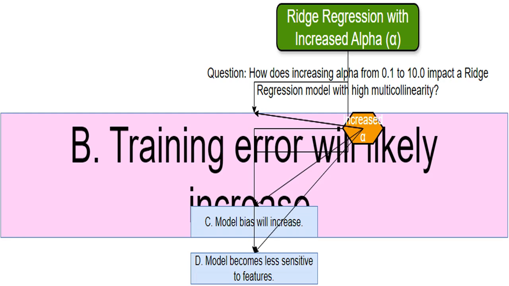Because a larger alpha simplifies the model, it will likely fit the training data less well. A simpler model may not be complex enough to capture all the nuances of the training data. This leads to a higher training error. Hence, statement B is true.